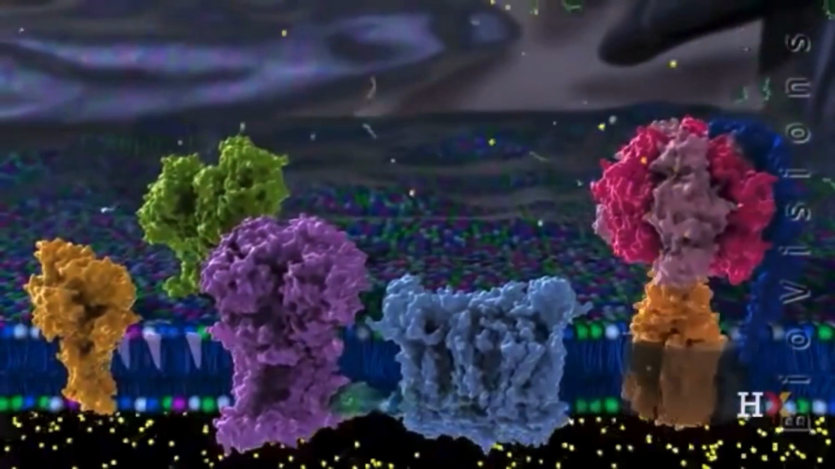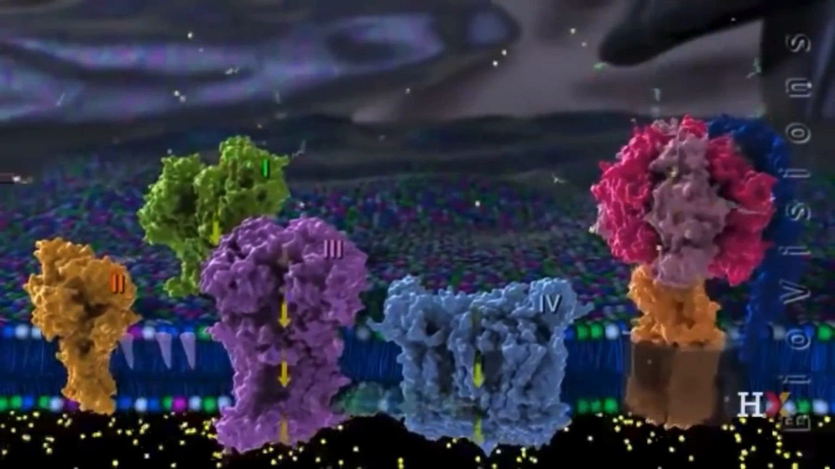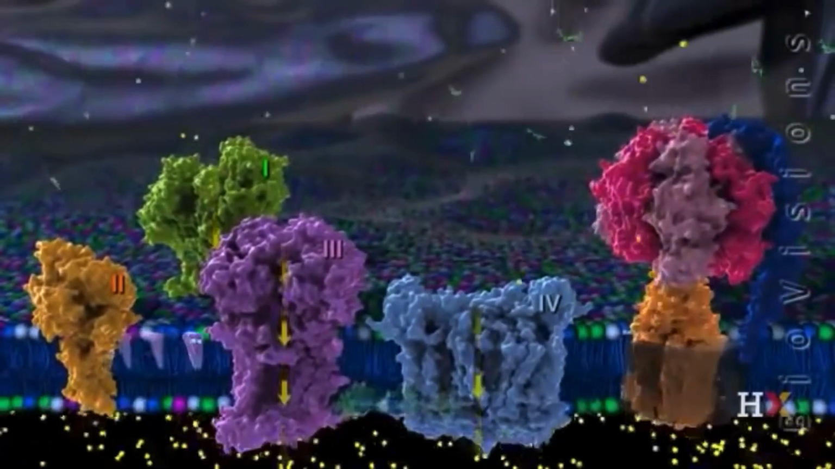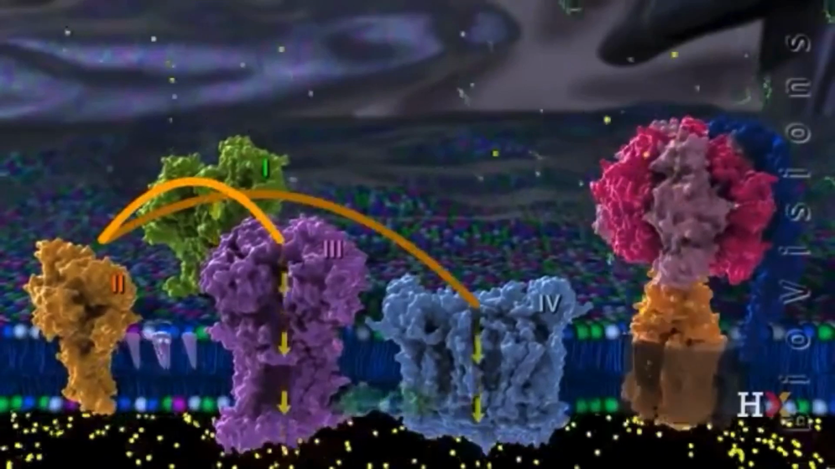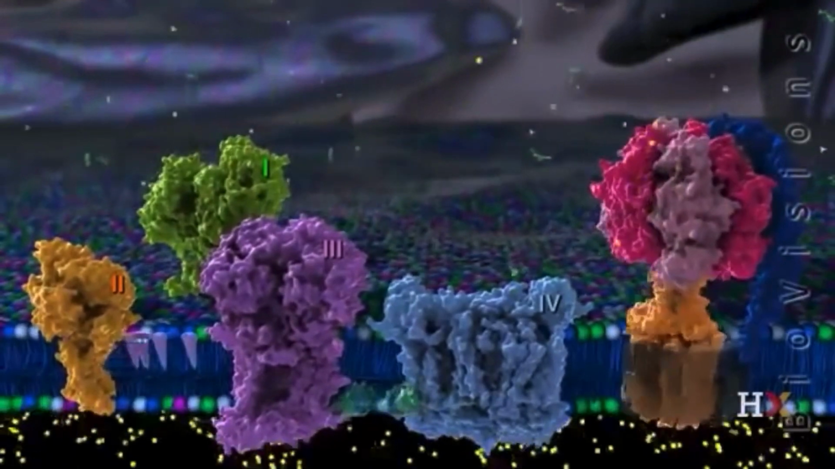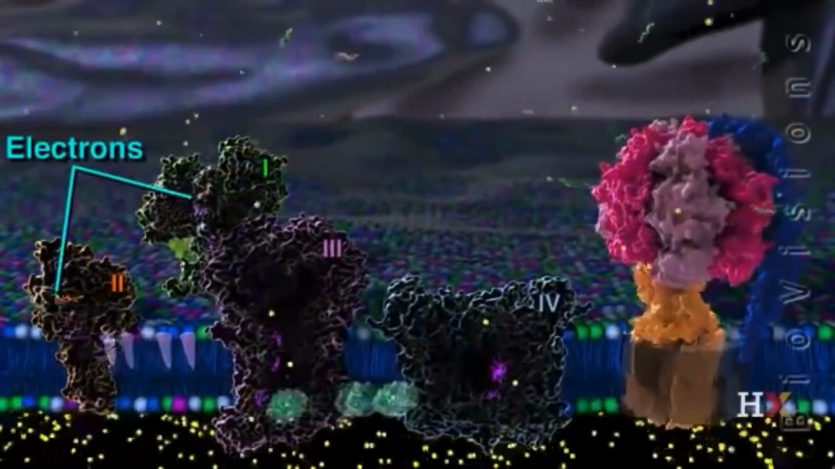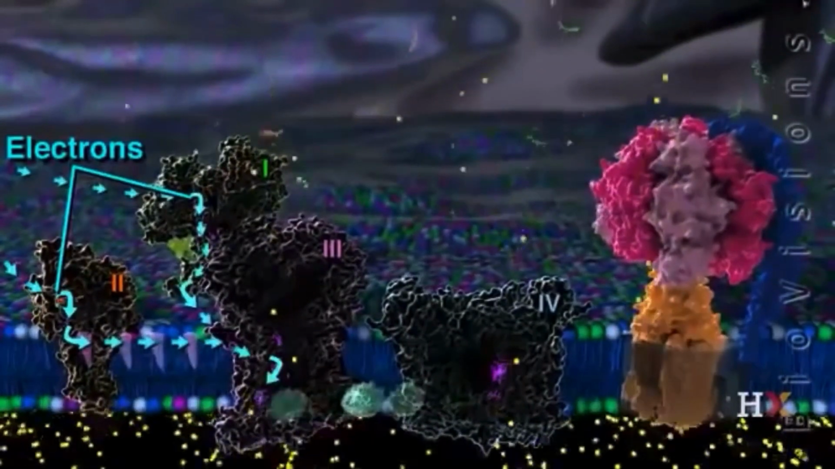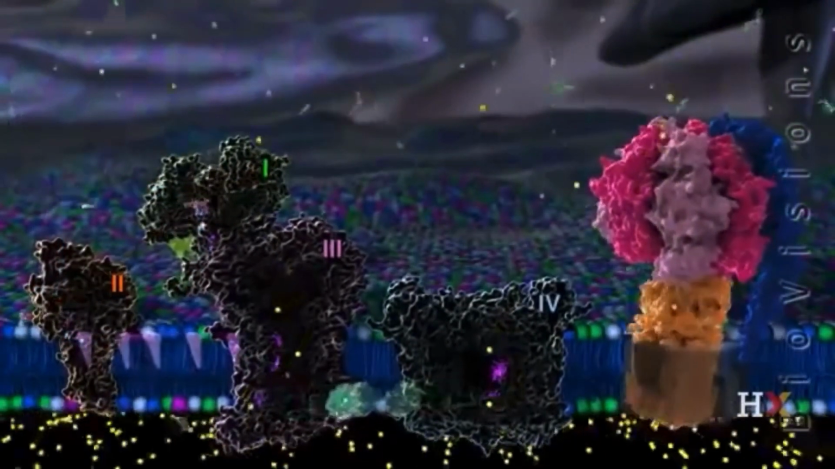At the heart of this system are 4 protein complexes, numbered 1 through 4. Complexes 1, 3, and 4 directly pump protons from the matrix into the intermembrane space. Complex 2 does not directly pump protons, but it does promote proton pumping in complexes 3 and 4. Proton pumping requires energy, and the 4 protein complexes get this energy by transferring electrons through a series of coupled reactions. This linked process of electron transport is why the 4 complexes are collectively referred to as the electron transport chain.